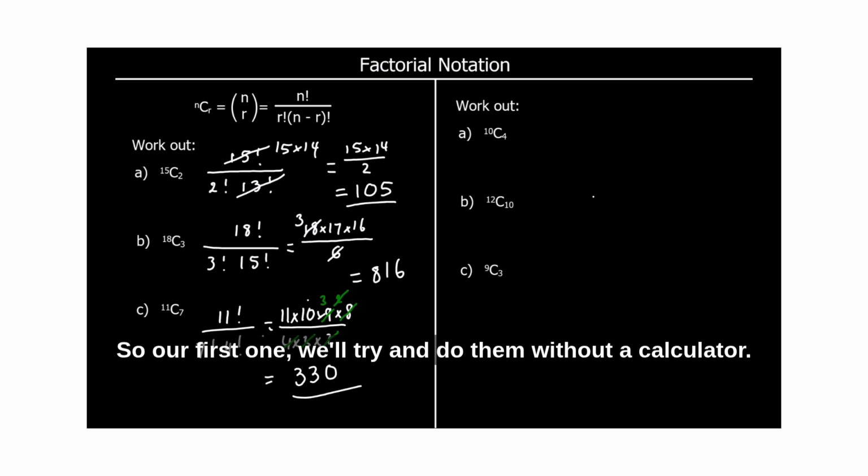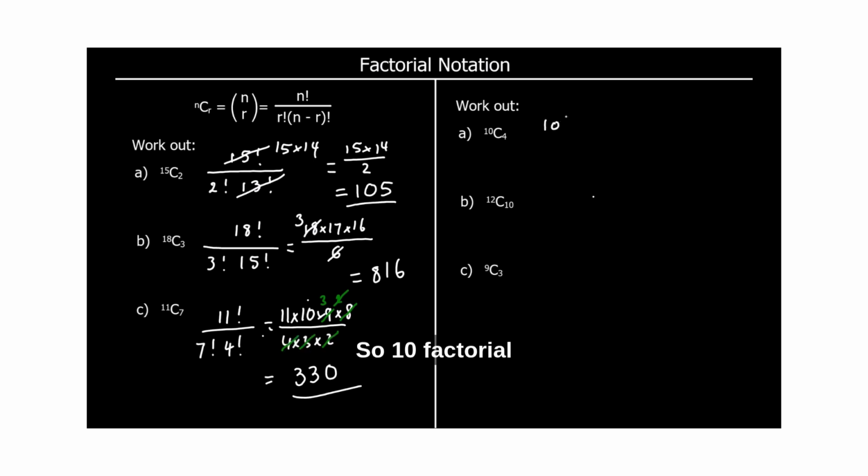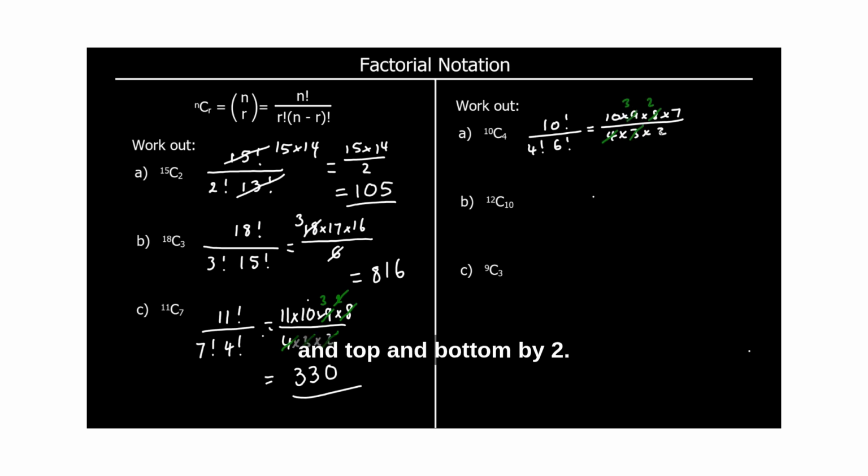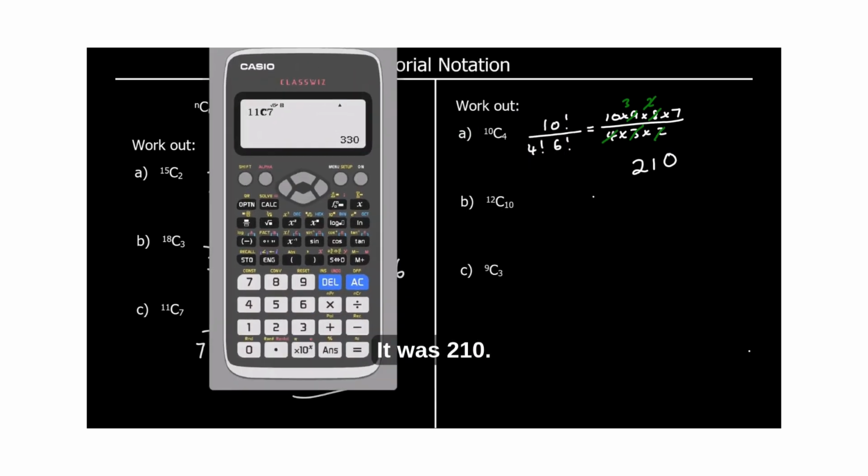So our first one, we'll try and do them without a calculator. 10 choose 4. So 10 factorial over 4 factorial times 10 minus 4, which is 6 factorial. So if I cancel the 6 times 5 times 4 times 3 times 2 times 1, that's going to leave me with 10 times 9 times 8 times 7 on top, divided by 4 times 3 times 2 times 1. I'm going to divide top and bottom by 4, top and bottom by 3, and top and bottom by 2. So I'm left with 10 times 3 times 7. So 30 times 7 is 210. And check on the calculator. It was 10 choose 4, 210.